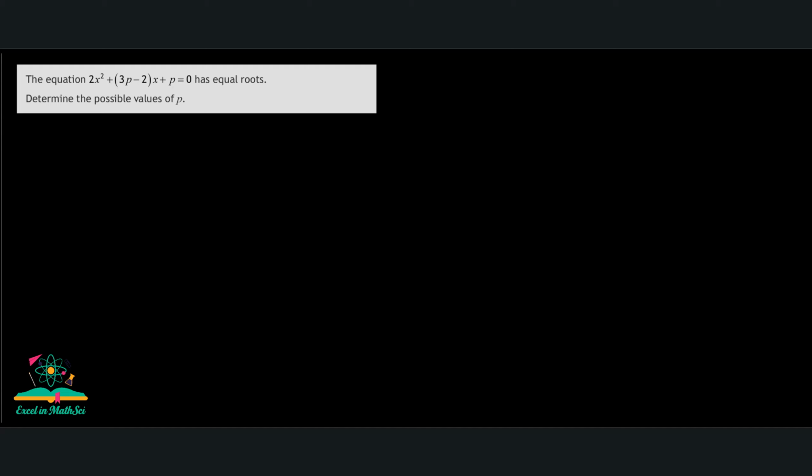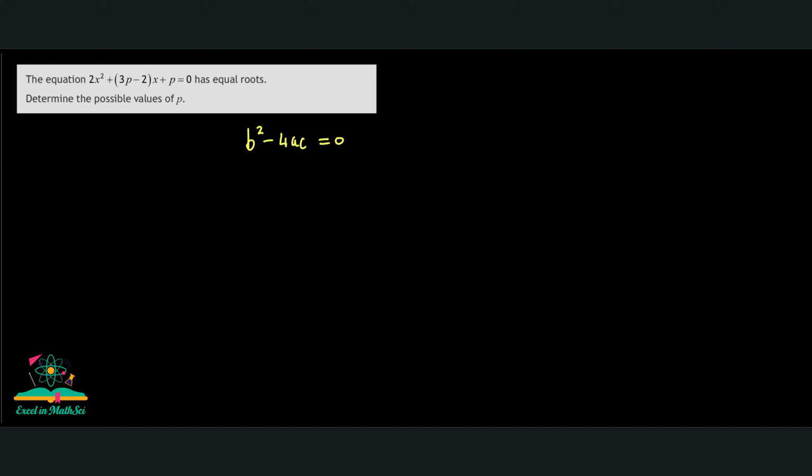So the equation 2x squared plus (3p minus 2)x plus p is equal to 0 has equal roots. Determine the possible values of p. Now we know that for equal roots, the discriminant b squared minus 4ac is equal to 0.